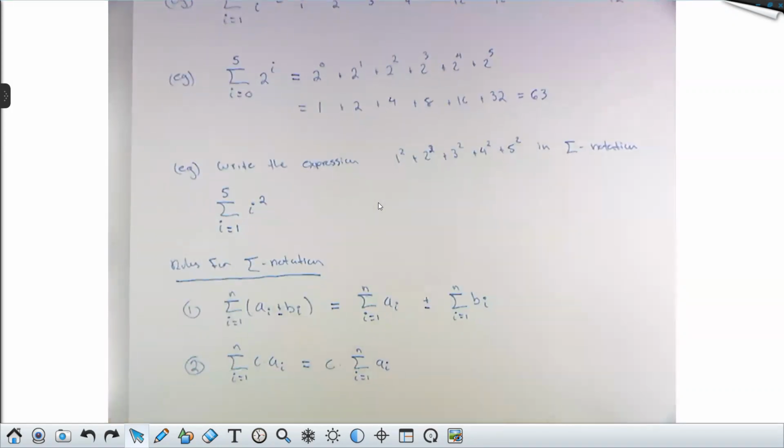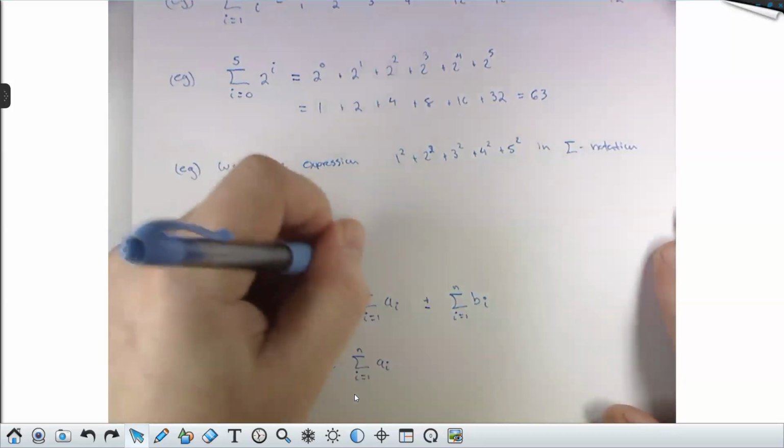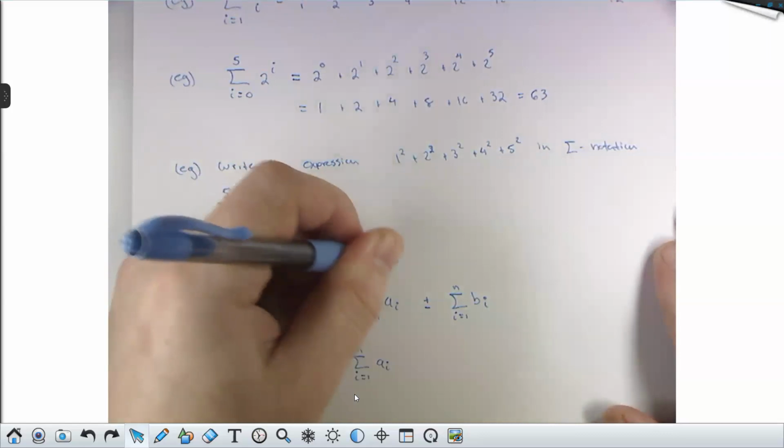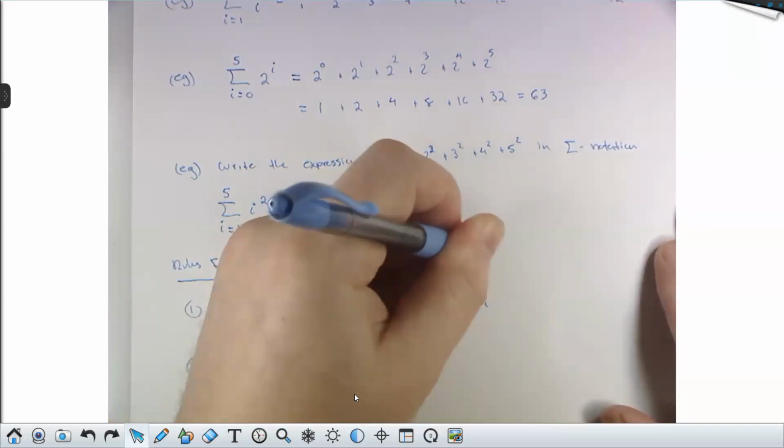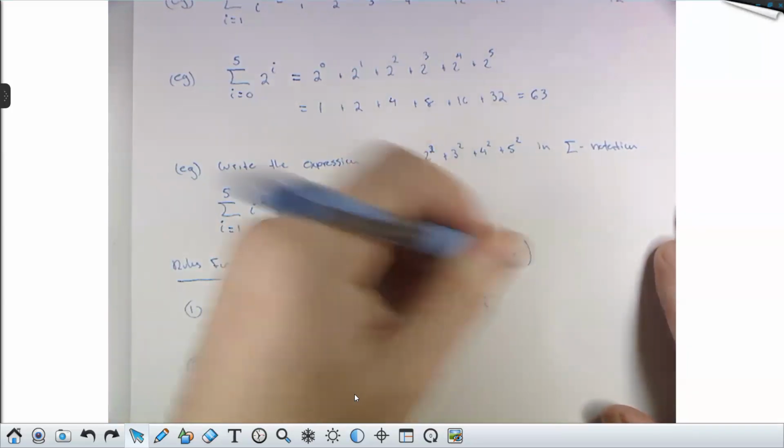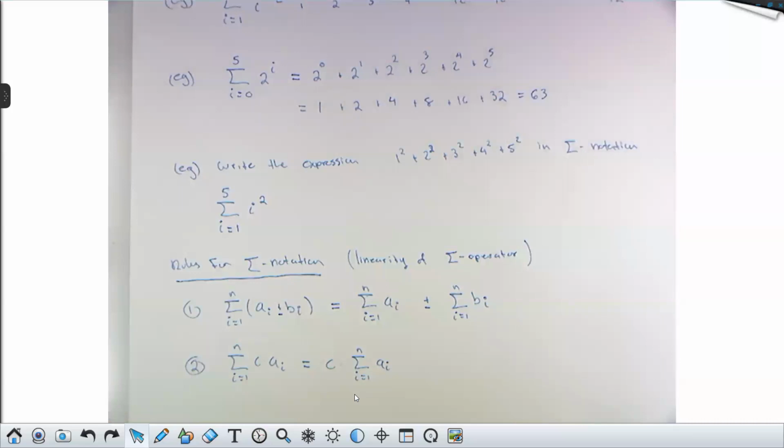And these two rules should look familiar. You can split up over addition and subtraction, and constant multiples pop out. Those are the same two rules that we have for the derivative operator. These two things together are called linearity. The capital sigma operator is what's called a linear operator. And we love linear operators in mathematics. They are just the knees of the bee.